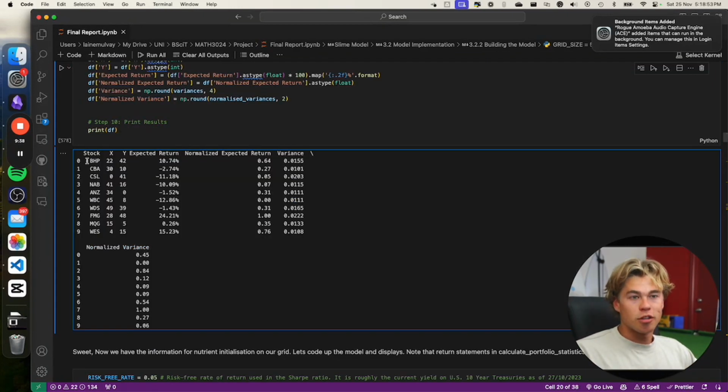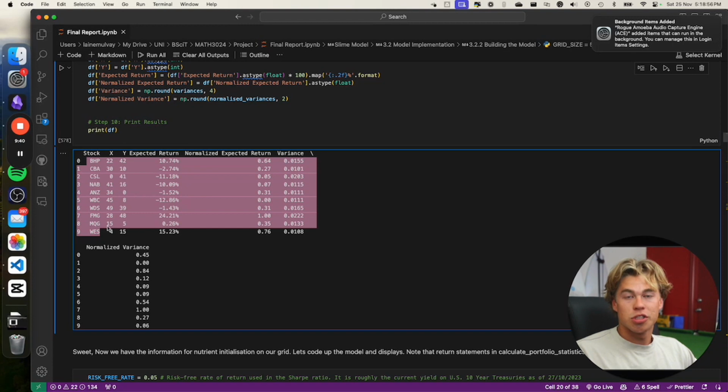I should mention that I'm using the top 10 stocks on the ASX to build my portfolio, that is the biggest companies listed on the Australian Stock Exchange, and I'm taking the assumption that the expected risk and returns of these stocks is equal to the historical daily returns from the past year.